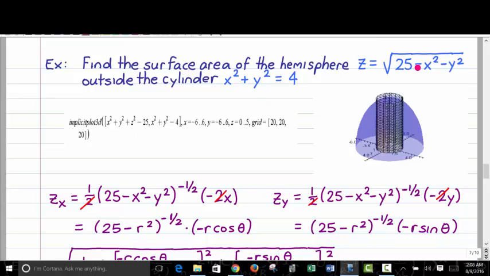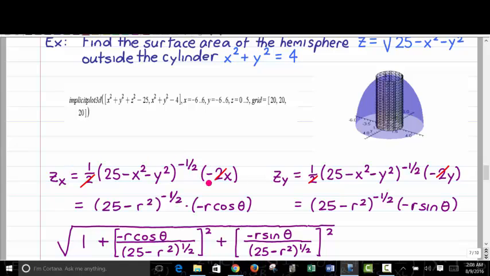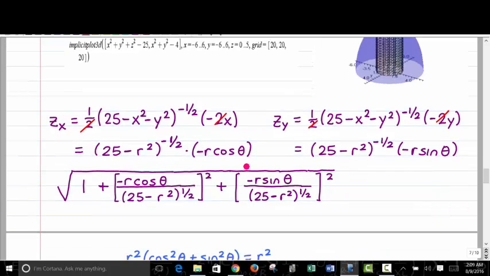So there's the z, to the 1/2 power. Power rule, negative 1/2, derivative of the inside with respect to x will be negative 2x. And here I converted it to polar: minus x squared minus y squared is the same thing as minus r squared. And then the 2 in 2x cancels with the 1/2, and you have negative r cos theta. Pretty much the same thing over here, except you have a y instead of an x, so it becomes negative r sine theta. Now I'm putting it in that square root, which represents what we have to integrate to get the surface area. So I tuck all that in the square root, and let's see if this cleans up a little bit here.